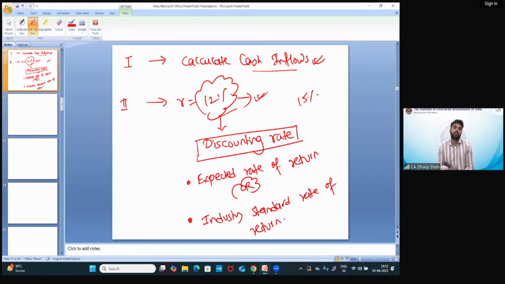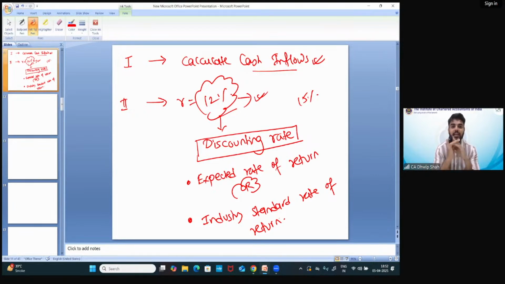So I started manufacturing of kids apparel. In that industry, what is the general rate of return across the kids wear industry? That would be my discounting rate. Are you following? So your discounting rate ideally should be your expected rate of return from the project. That is what you want from the project, how much return you want from the project. But if not that, then at least the industry standard rate of return. So let's say in the industry of kids wear manufacturing, the standard or average rate of return is 15%. Then I will use that rate.